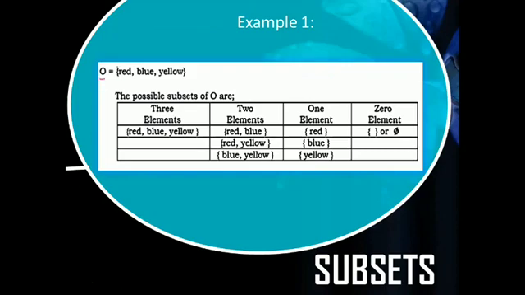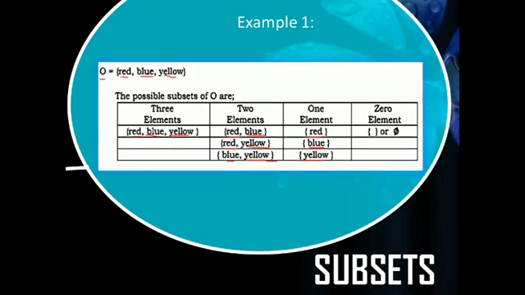Set O has the elements red, blue, yellow. So the possible subsets of O, if there are 3 elements, are red, blue, and yellow. If they require 2 elements, we can choose from among the 3. So we can write red and blue, red and yellow, or blue and yellow. These are the possible subsets of O when there are 2 elements. If 1 element is considered, the possible subsets of O are red, blue, and yellow.